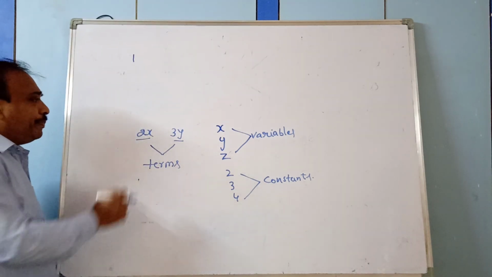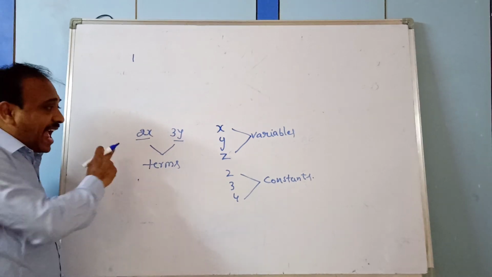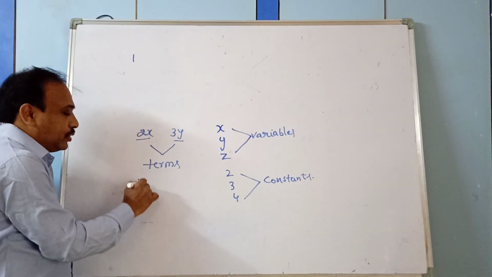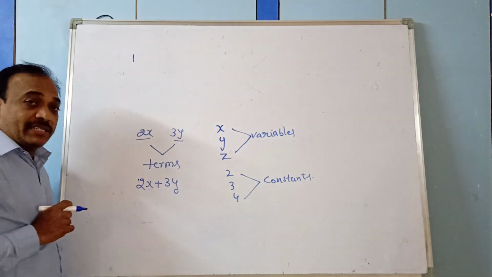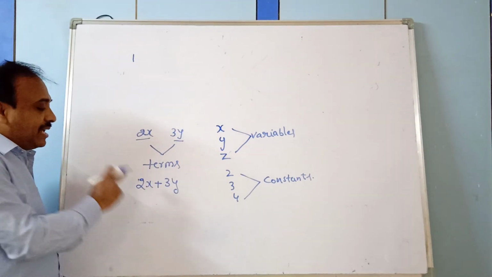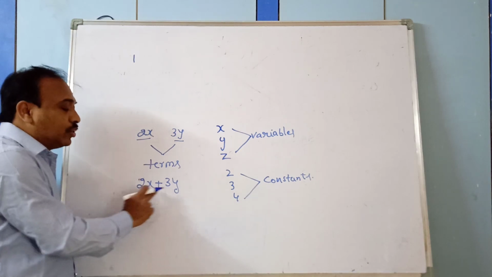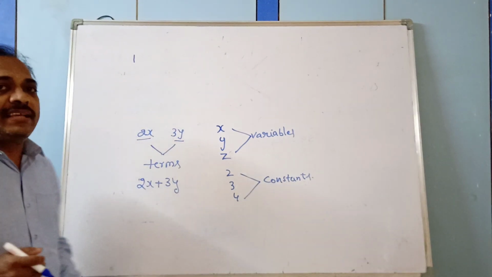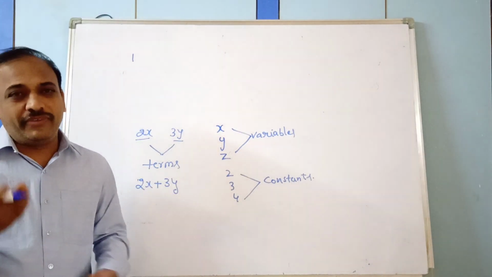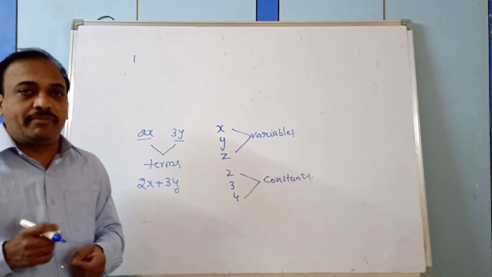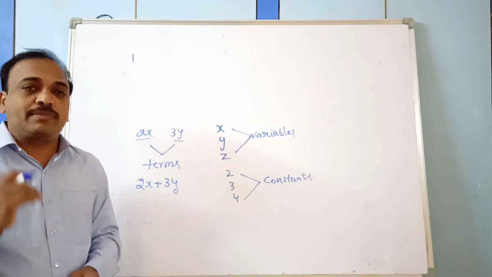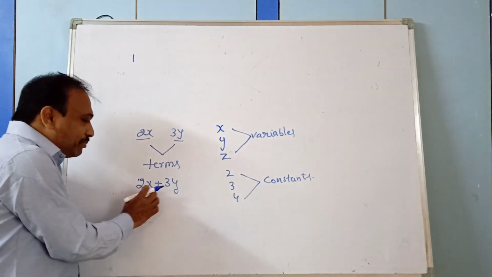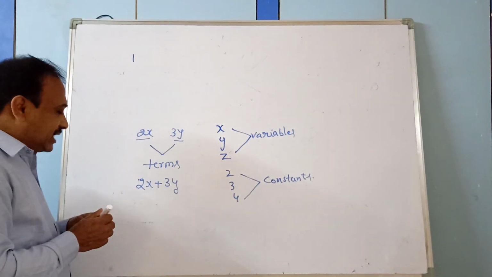Now, when you add these two parts, 2x plus 3y, how many terms are there? Two terms are there. So in class 8th we learned about the types of polynomials. When two terms are there, we call it a binomial.